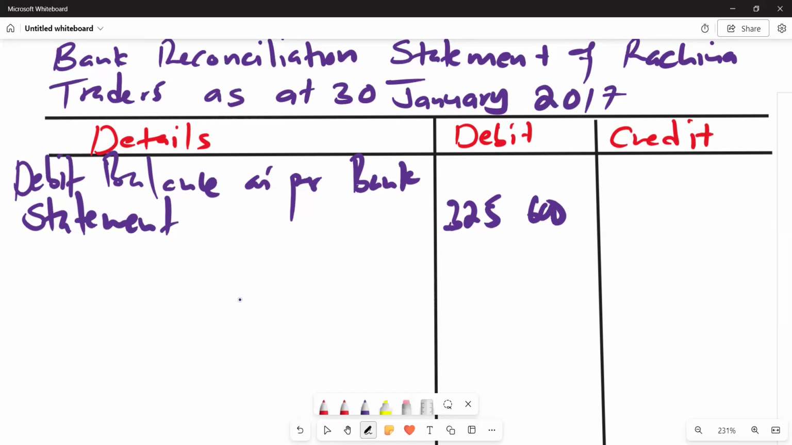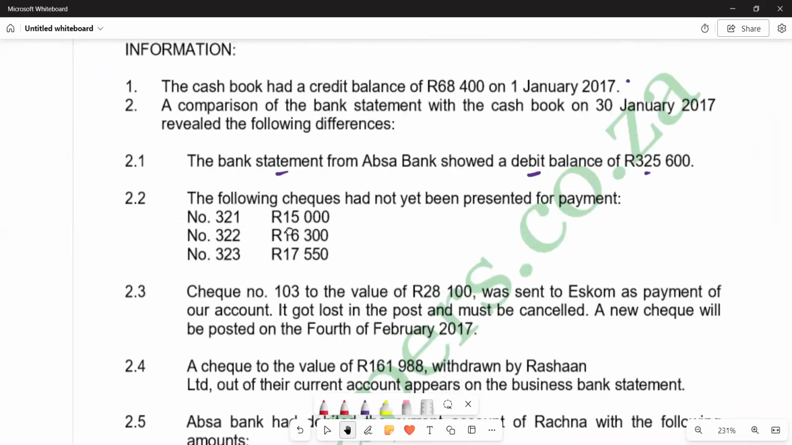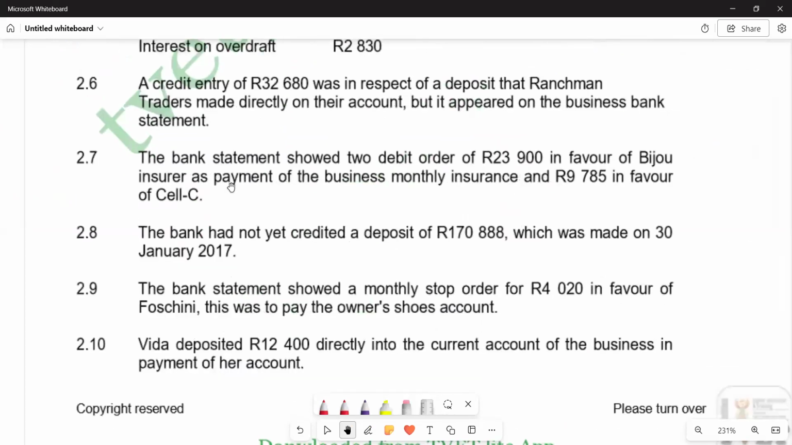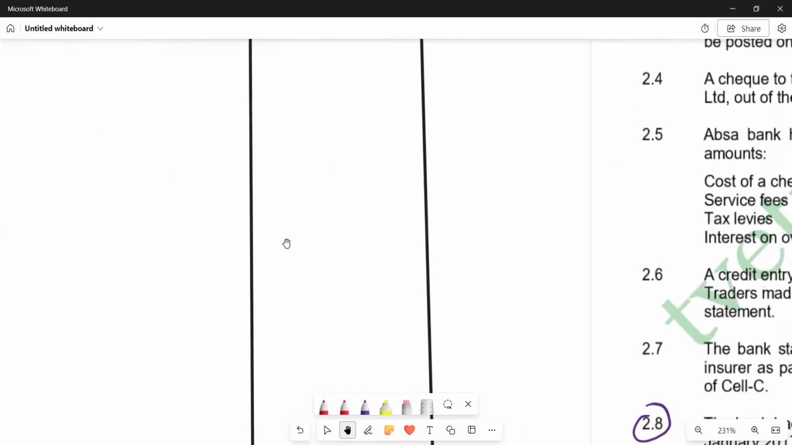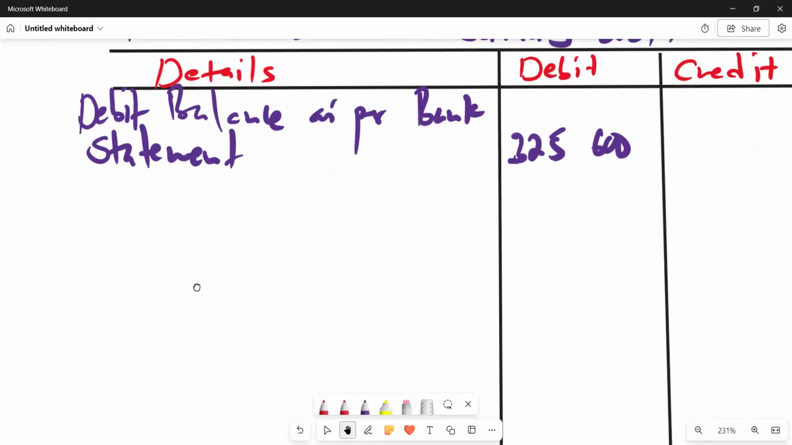And then from there, you try to find if you have got any deposit which is not yet credited, that you are supposed to write beneath this. Then I will go there and try to look for any deposit that was maybe omitted. You go down, you are searching for it, and if you come to information number 2.8, it reads that the bank had not yet credited a deposit of 170,888, which was made on 3rd January 2017. So it's a deposit not yet credited of 170,888 that we just need to put in our bank reconciliation statement. Remember, deposits not yet credited, you are supposed to put them just beneath your debit balance, your opening balance.